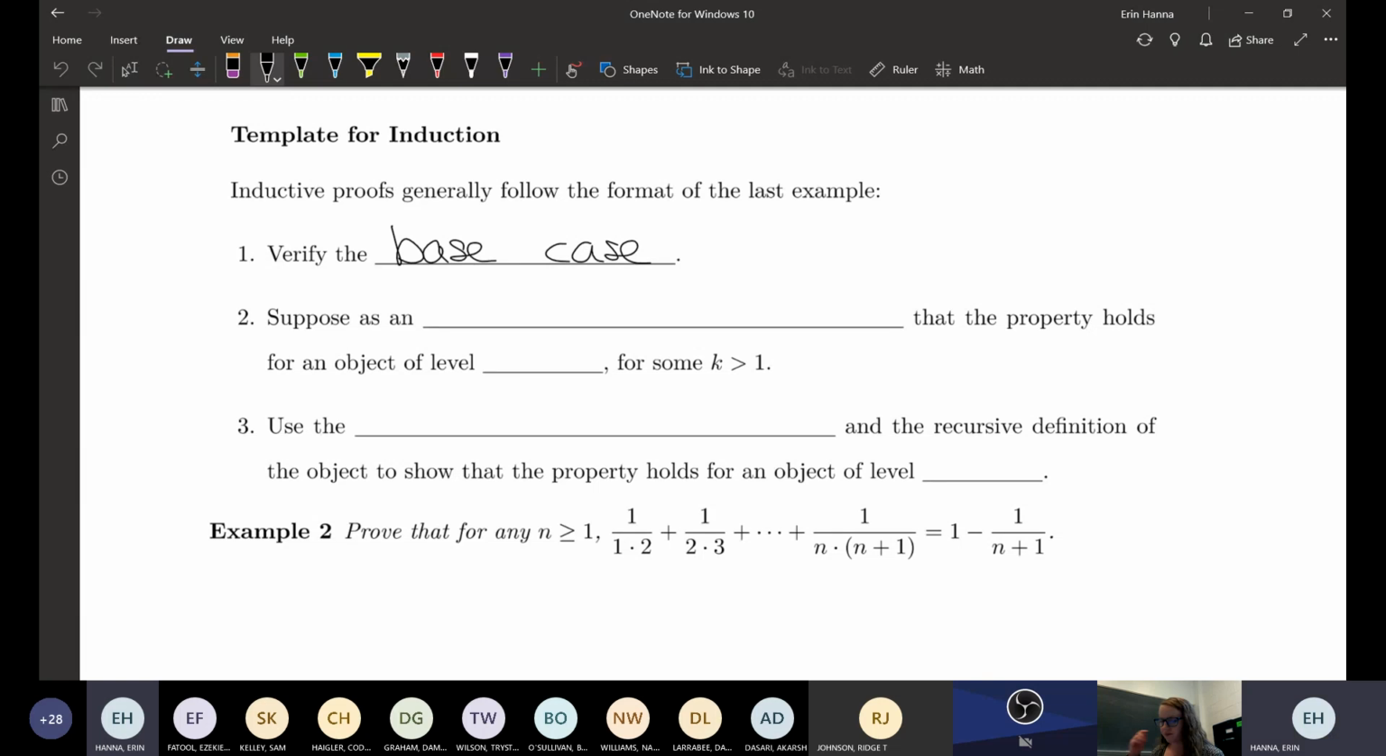You're going to suppose as an inductive hypothesis that the property holds for an object of level k minus 1 for some k greater than 1. And then use the inductive hypothesis and the recursive definition of the object to show that the property holds at an object level of k.